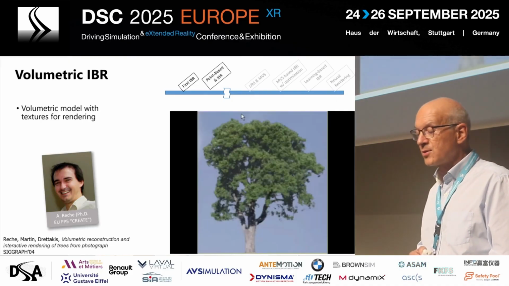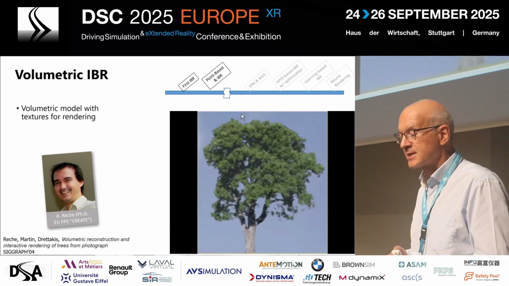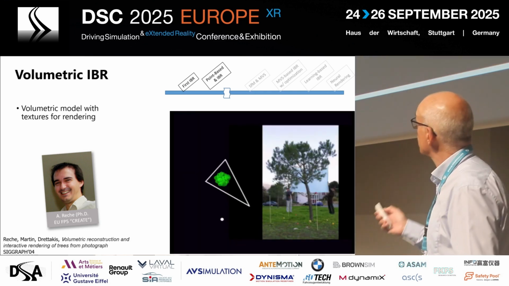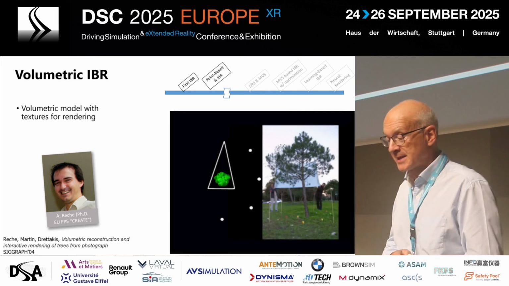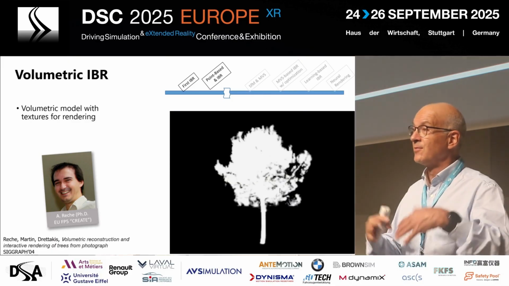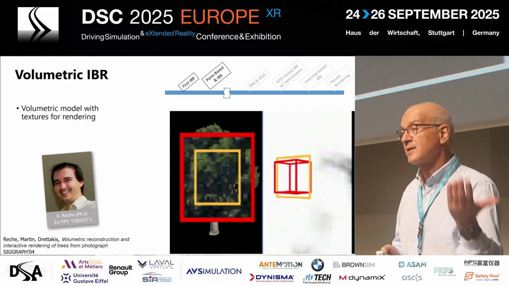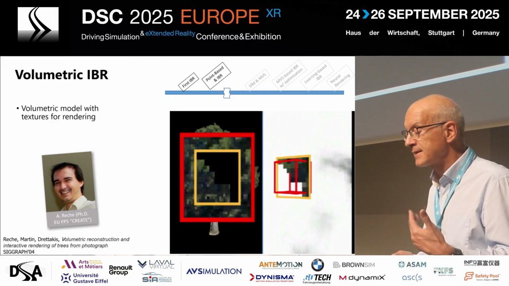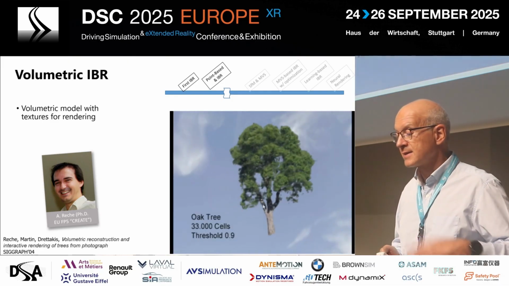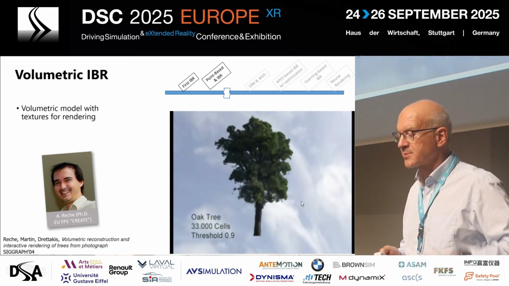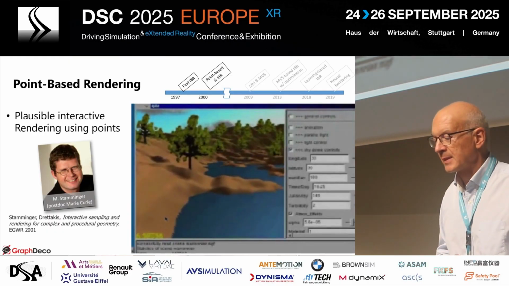A few years later, we were looking at a slightly more complex case of capturing trees, so you'll notice we had to use a sheet to get alpha matting. And then we'd create a volume, and we could just project the textures of the images onto the volume, creating quite high-quality final renderings. And the volumetric aspect you need to keep in mind for later.